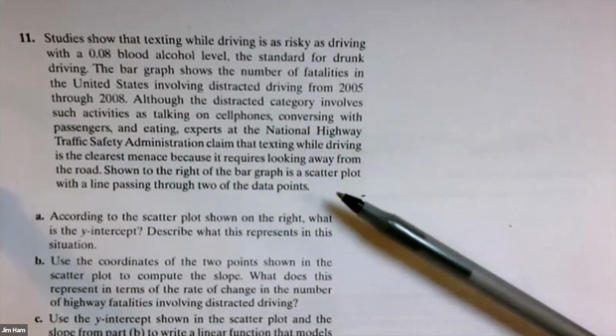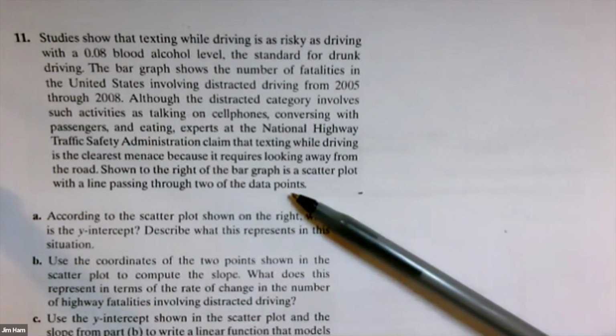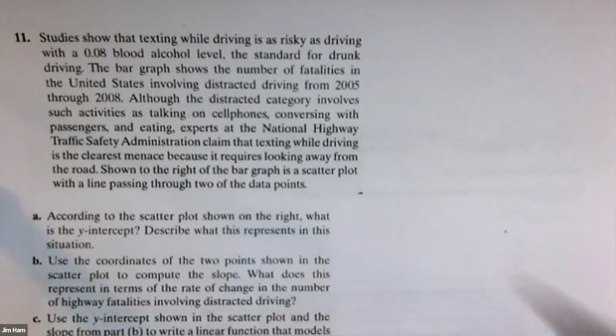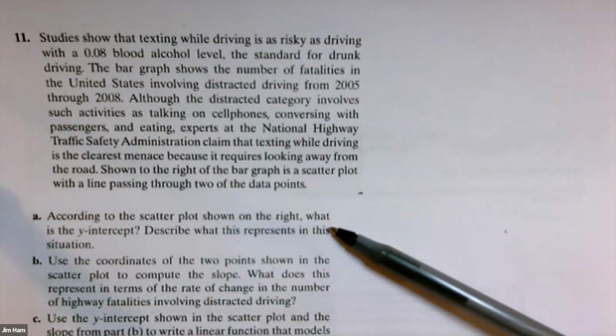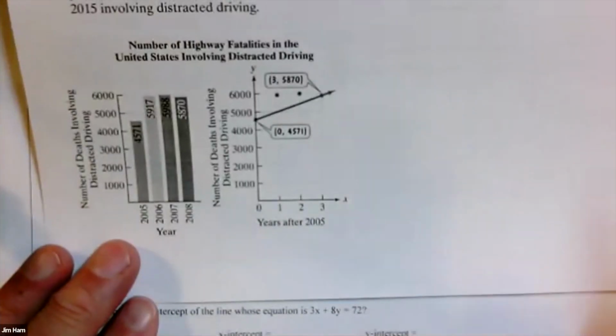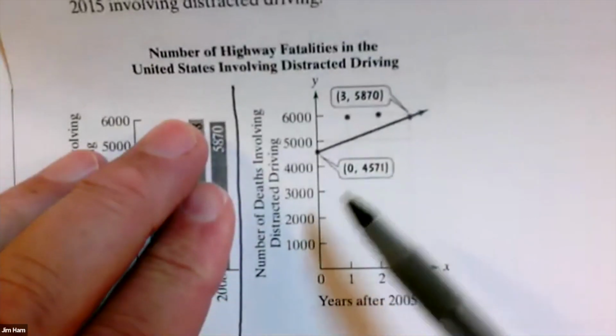Shown to the right of the bar graph is a scatter plot with a line passing through two data points. According to the scatter plot on the right, which is down here, I'll show it to you in a minute: what is the y-intercept, and then describe what it means. I'll magnify this a little bit. You can see it. All right, here's the scatter plot. We're focused in on this here.